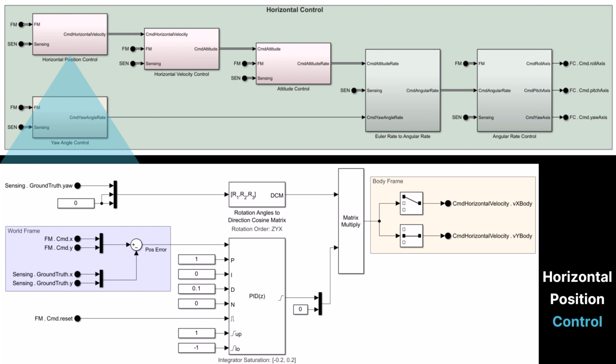Horizontal position control. The horizontal position control loop governs the quadcopter's movement in the x and y directions of the NED frame. A PID controller is used on each axis to reduce the position error and generate the desired horizontal velocity commands. Horizontal position control is crucial for autonomous navigation, waypoint following, and precision hover tasks.